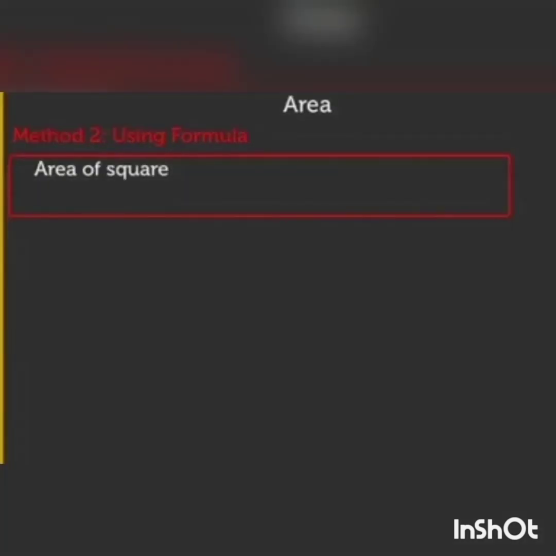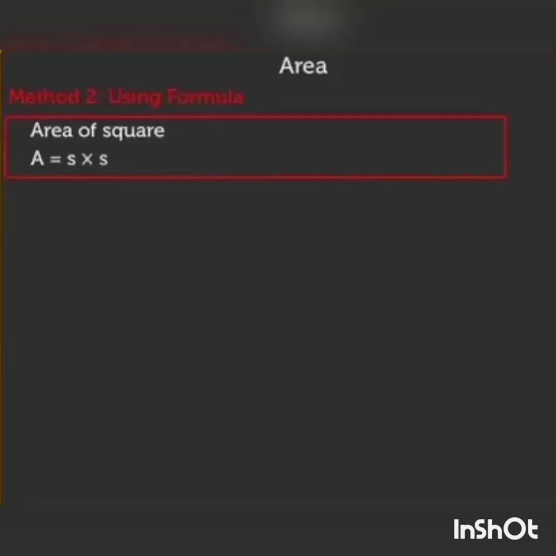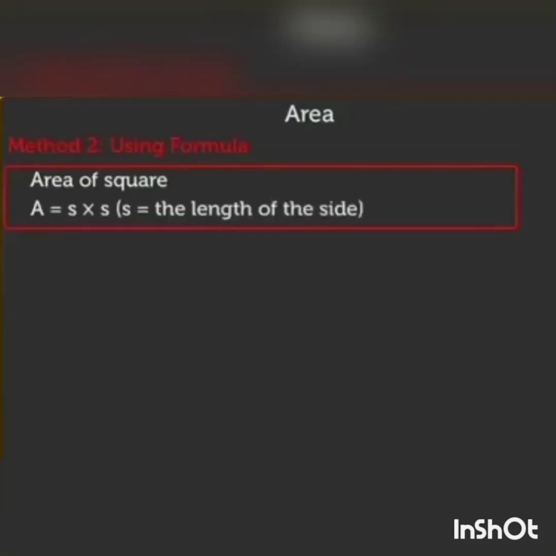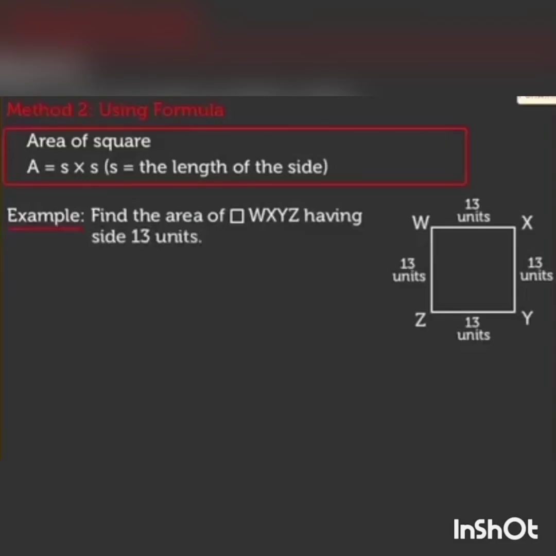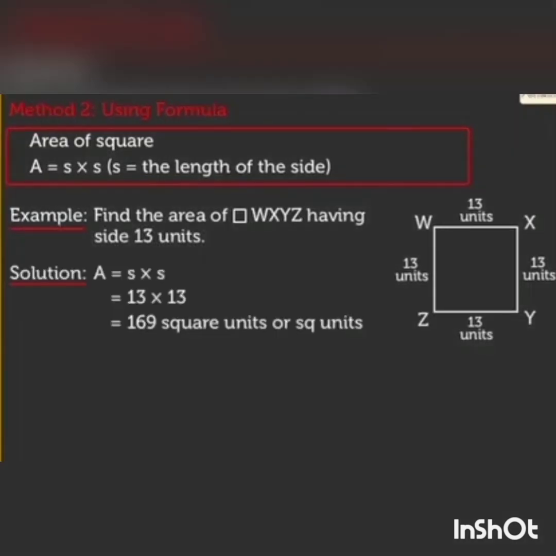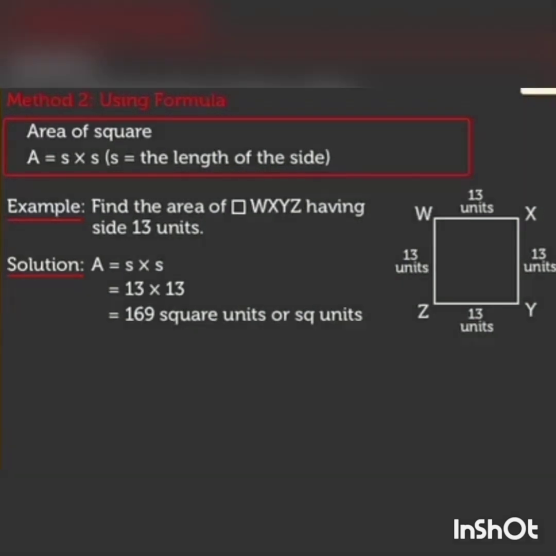The formula to find the area of a square is different. Area equal to side into side, where S is the length of the side. Let's find the area. Find the area of square WXYZ having side 13 units. Area equal to side into side, which is equal to 169 square units.